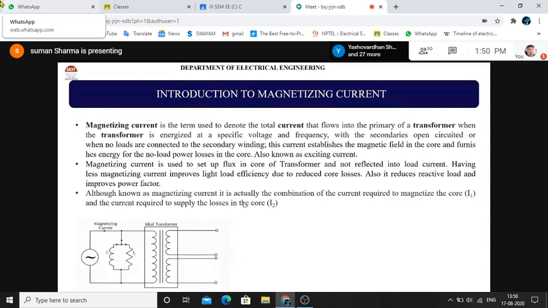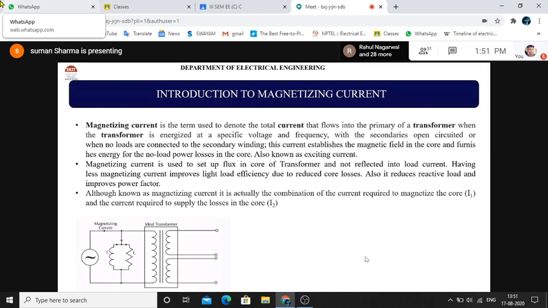Although known as magnetizing current, it is actually the combination of the current required to magnetize the core and the current required to supply the losses. This is the practical case. That is the sum of two components. That is the loss component. Here inductance is shown. So the magnetizing current flows through this, and the loss component flows through the resistance. That is the total no load current. In an ideal transformer, this I2 component will not be there, so only the magnetizing current will remain.